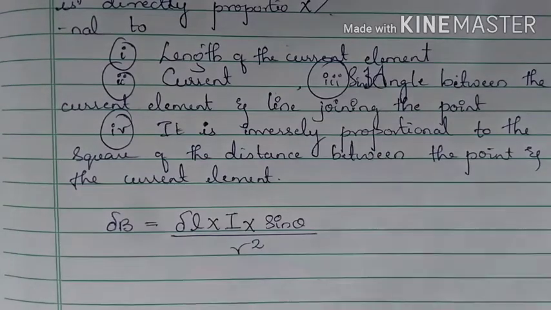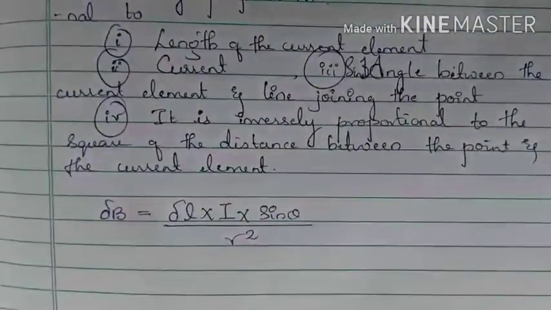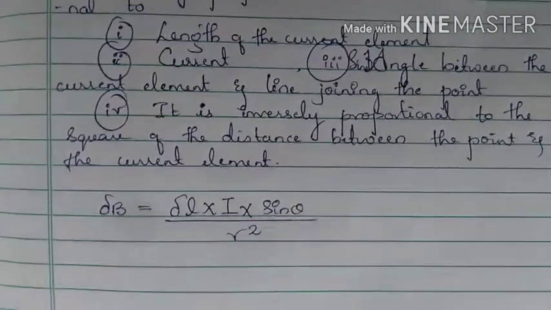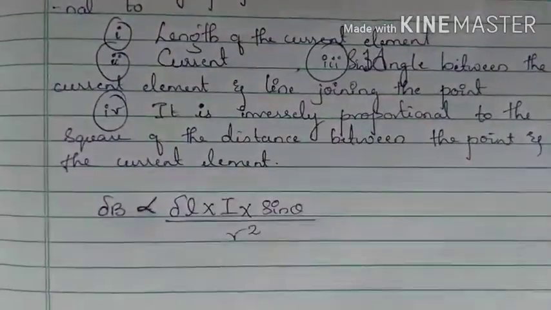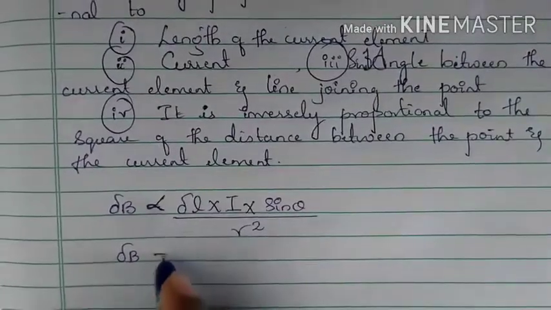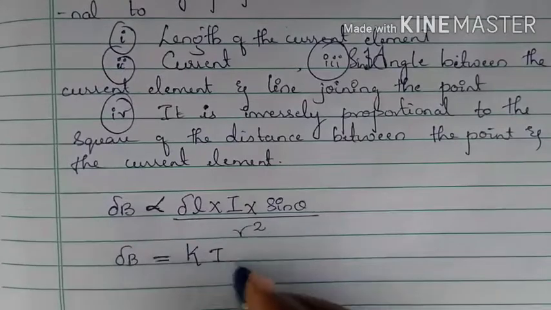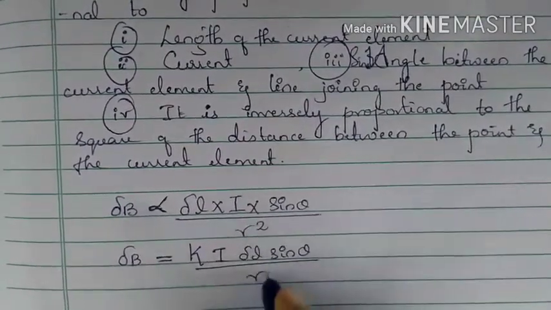So how did we write this? Here we have 4 equations. Combine all these equations, then you get this equation. Delta B is equal to delta L I sin theta by r square. This is not equal to, this is proportional to. Now if you remove the proportionality, then you get the proportionality constant K I delta L sin theta by r square.